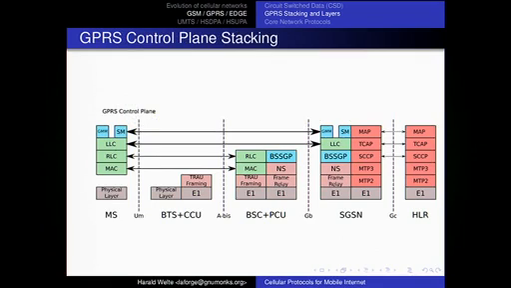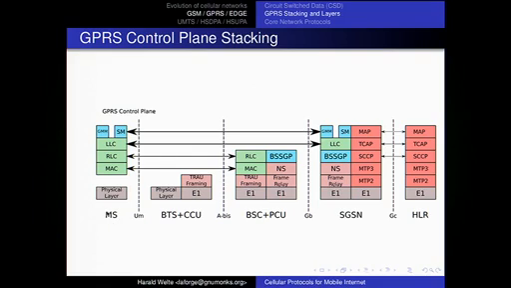So if you look at the control plane stacking, what's the control plane? Well, the control plane is anything that's not your user data. Control plane is about setting up connections, authentication, taking care of handover, mobility management, all these kind of things. That's the control plane. And the user plane is where you actually have your IP data, your internet data that you want to transmit. Now the control plane, let's first explain the diagram a little bit.